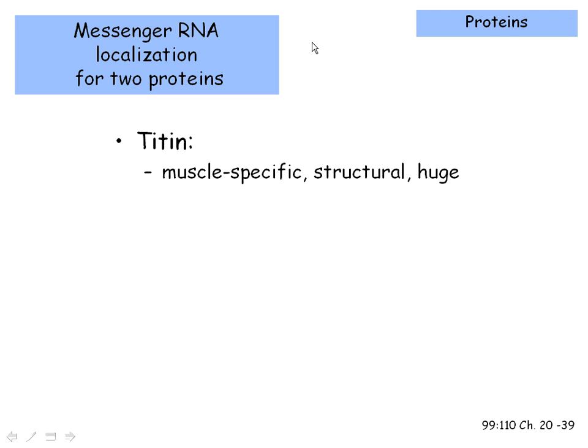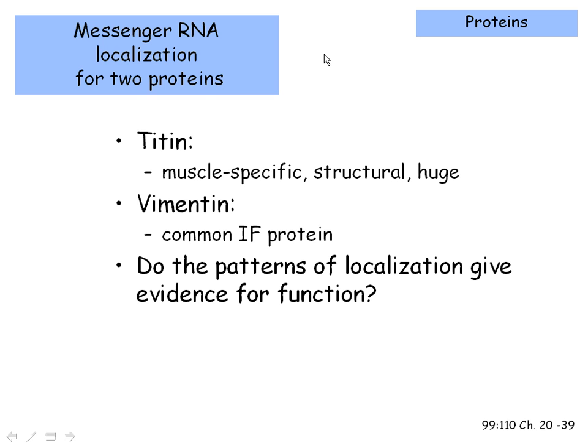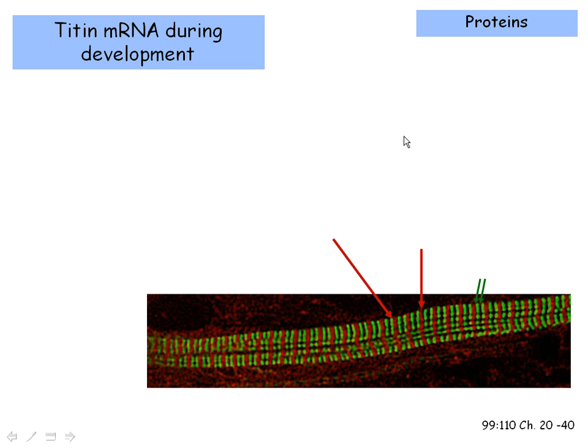I mentioned already that titin is a huge protein, muscle-specific. Vimentin is present in muscle and non-muscle cells, in young muscle cells and non-muscle cells. And we looked to see if they were localized, and if they are localized, what that might mean for how they work. Does it tell us anything about their position?